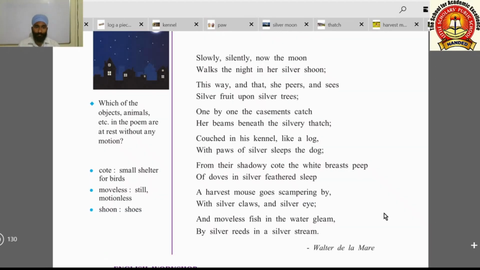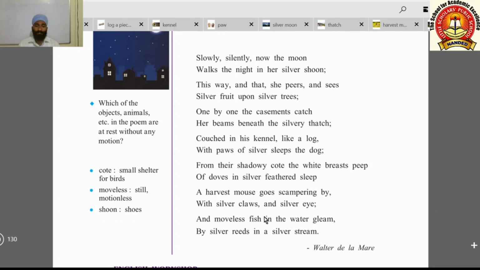So this harvest mouse eats that grain, that crop, and this mouse was eating and scampering by, which means running here and there quickly. And with silver claws: claw means what? The paw which has nails, the paw of the mouse which has nails. So that is a claw. With silver claws and silver eye. So here what is looking silver of the mouse? His claws and eyes are also looking silvery.